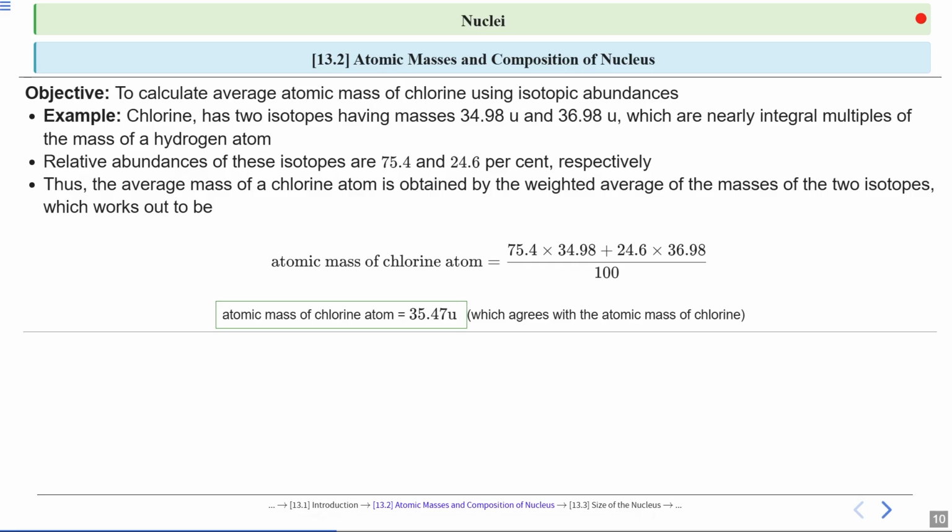When we do the calculation, we get an average atomic mass of 35.48 atomic mass units for chlorine. This matches the value you see on the periodic table. So the atomic mass of an element reflects both the masses and the abundances of its naturally occurring isotopes.